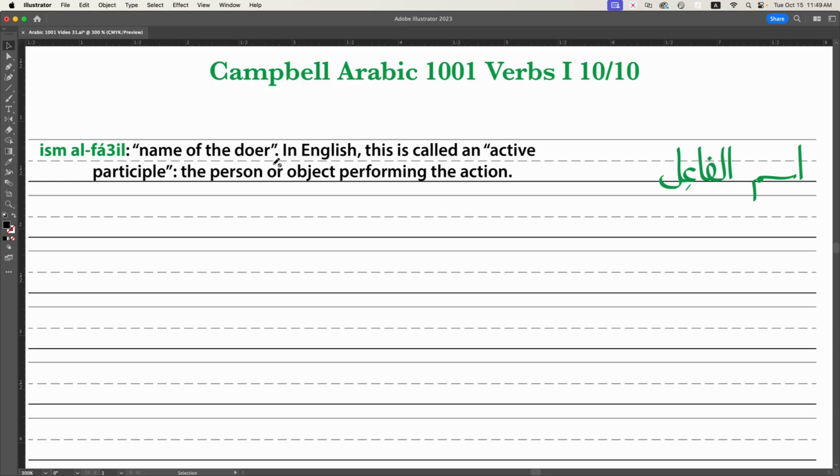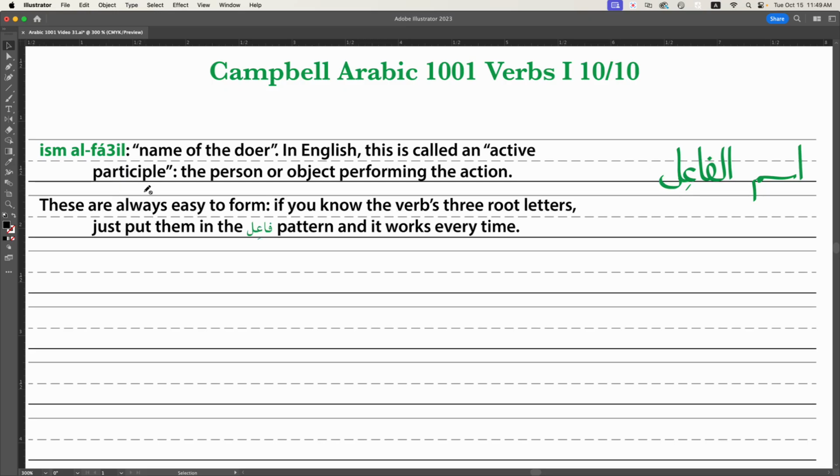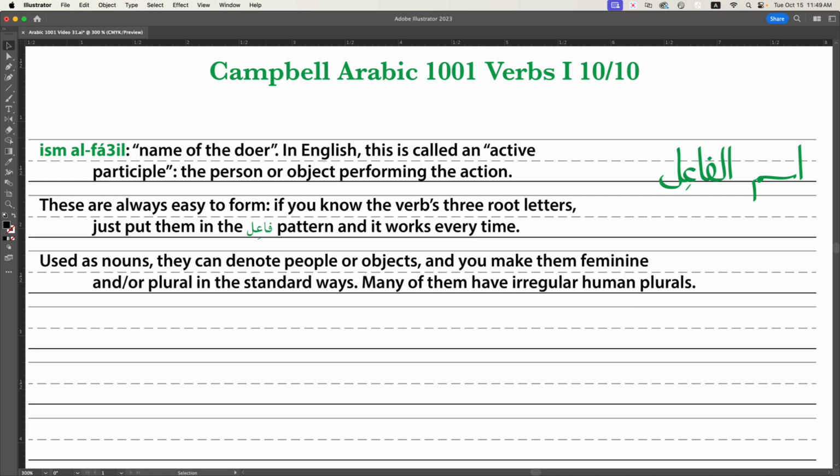In English, we call this an active participle, a term you probably don't know, and what we mean is the person or object performing the action. Now, if you've watched these series of videos, I've talked about the fa'il pattern before as the person doing that thing, and I really mean the person or object doing that thing. They're extremely regular to form. If you know the verb's 3 root letters, put them in the fa'il pattern, letter number 1, alif, letter number 2, kasra, letter number 3, and it works every time. So this is very easy to do.